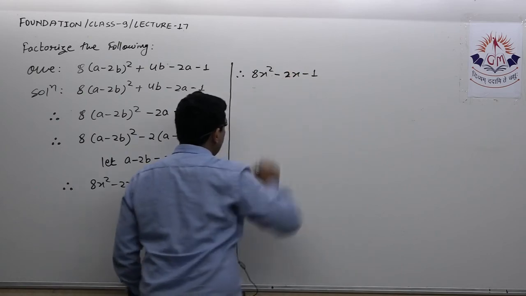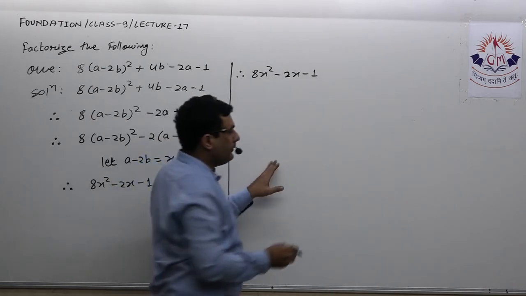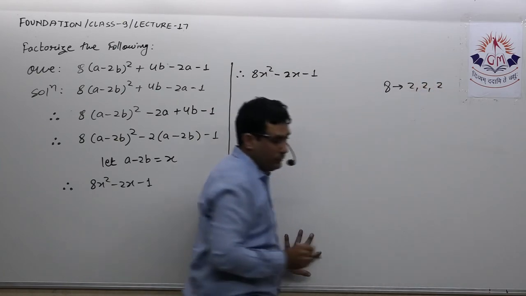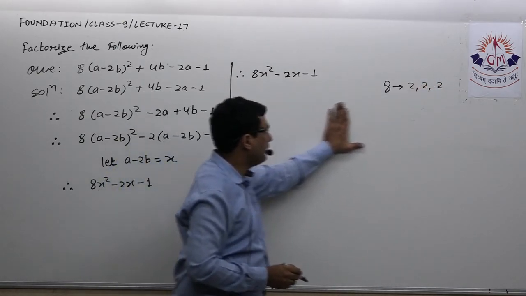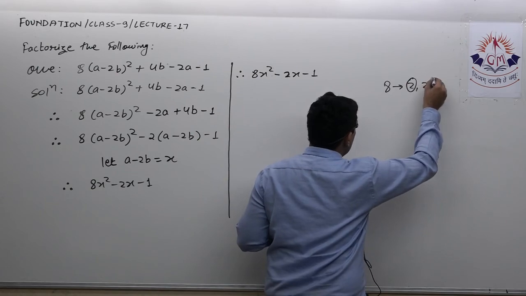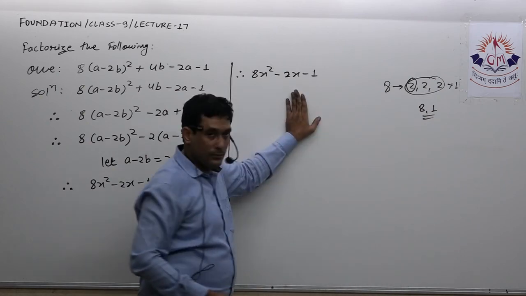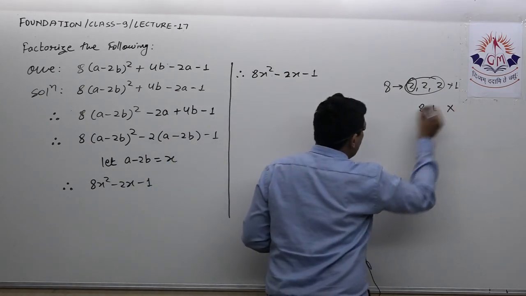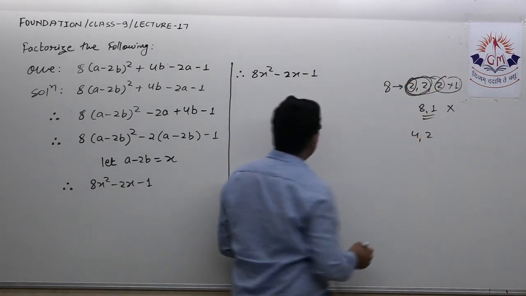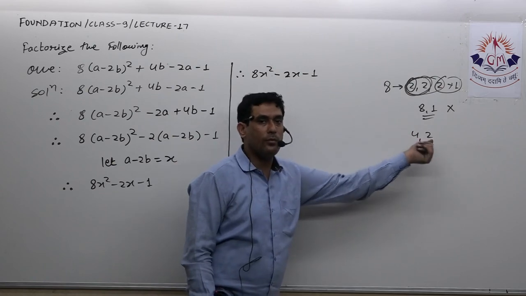To split the middle term, we have to find the factors of a multiplied by c, that is 8 multiplied by 1, that is 8. So factors of 8 are 2, 2 and 2. Now using these factors, you have to split the middle term. So if I take this all together and 1, so 8 and 1 definitely not going to give me 2. So this is incorrect combination. Now another one, I take these two together and these two together, that means 4 and 2. Definitely their difference is 2 and we need negative 2, so I write minus 4 plus 2.